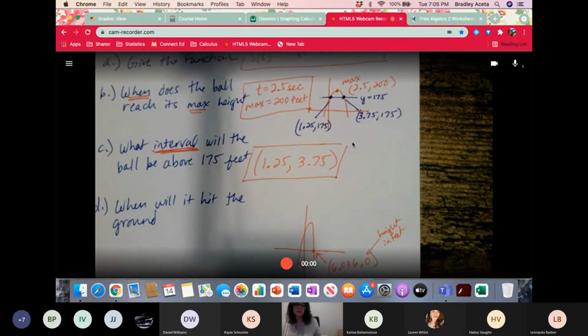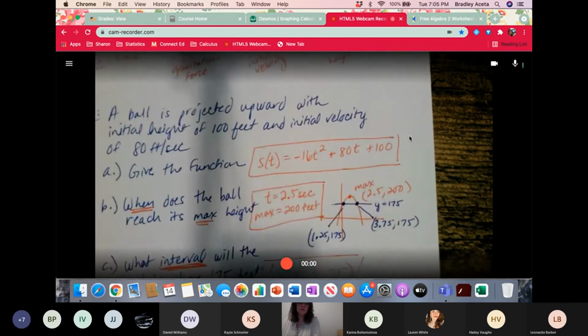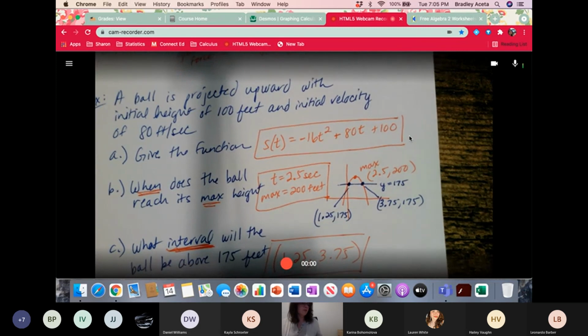So pretty easy to do a height of an object, a ball going in the air, and you'll have one just like it.